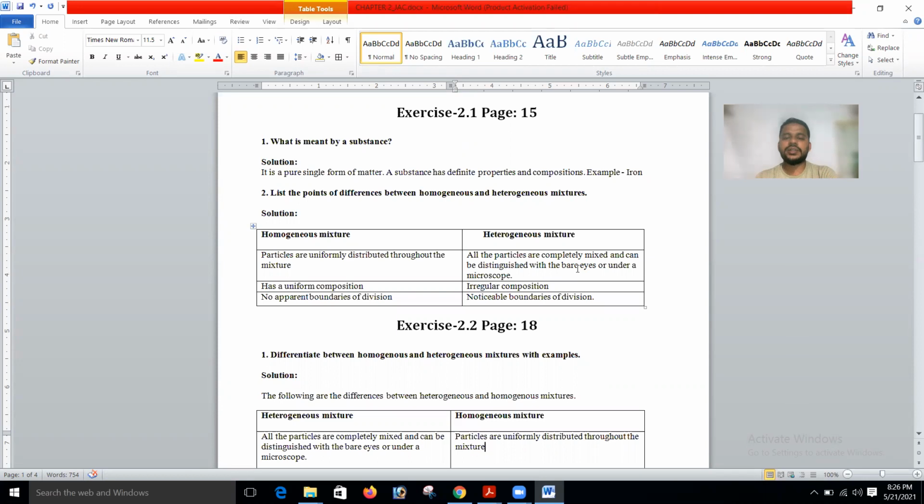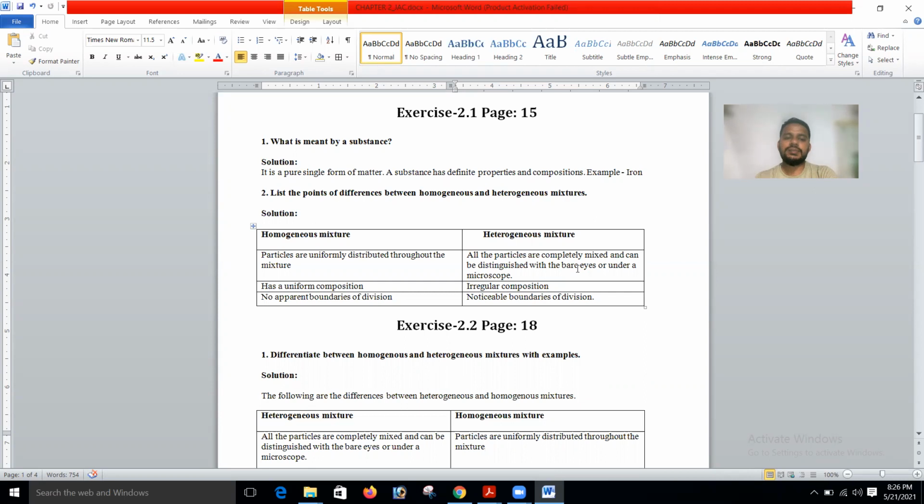But in a heterogeneous mixture, the particles are not uniformly mixed and they can be distinguished with bare eyes or under a microscope. Okay. So, for example, if we mix oil with water, then we can say that it is a heterogeneous mixture, because we can easily classify with our naked eye the quantity of water and the quantity of oil which is present in that mixture. So it will be known as a heterogeneous mixture.